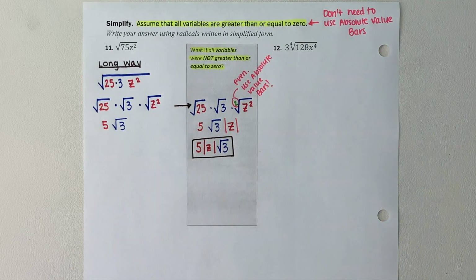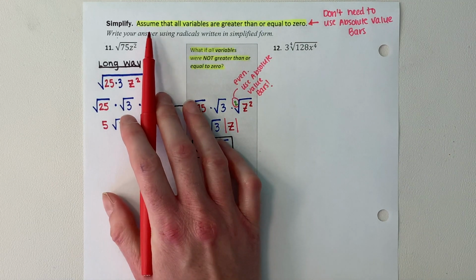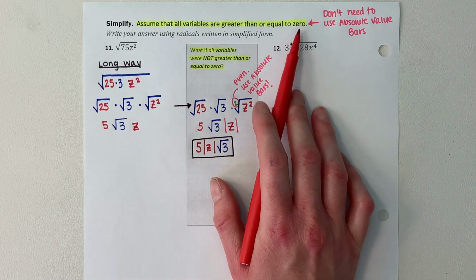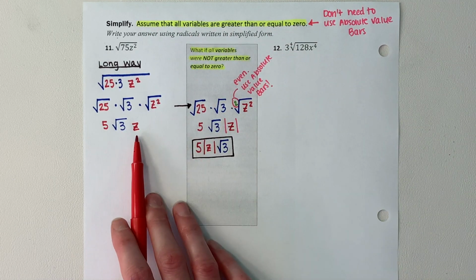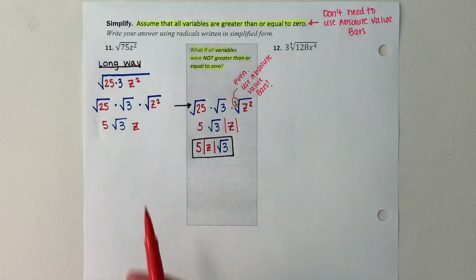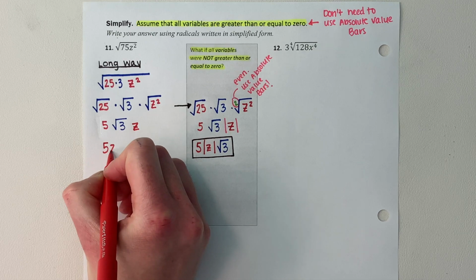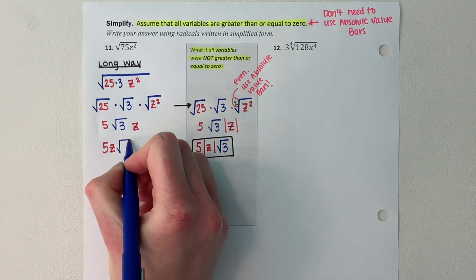So if we look back at the original problem, when we're simplifying this expression here, the square root cancels the square, and we're just left with z. And when you see these instructions that you may assume that all variables are greater than or equal to 0, you don't have to worry about using absolute value bars because we're told that z is positive anyway. And absolute value bars make your quantity positive, so that would be redundant since we know this is positive anyway. And again, when we write our final answer, we typically write the radical last. So I'm going to put the 5z first, and then the square root of 3.